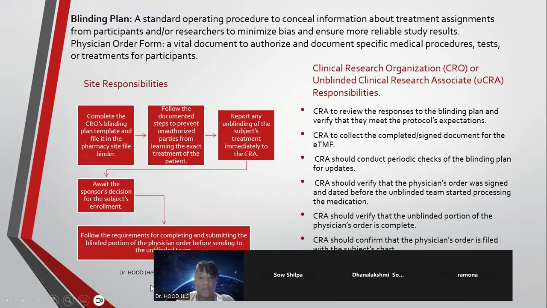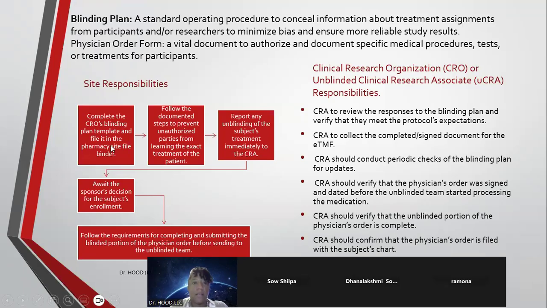So the site's responsibilities: they're going to complete the CRO's blinding plan template and file it in the pharmacy site file binder. They're going to follow the documented steps to prevent unauthorized parties from learning the exact treatment of the patient. And they're going to report any unblinding of the subject's treatment immediately to the CRA. So we know everything is not foolproof. So something might happen. We have to make sure that we do everything to prevent it from happening, but should it happen, it has to be reported.